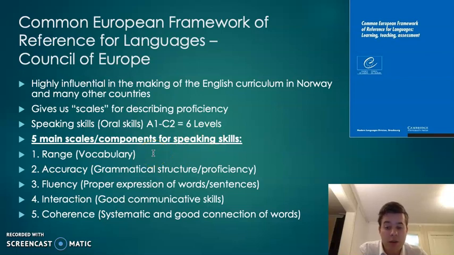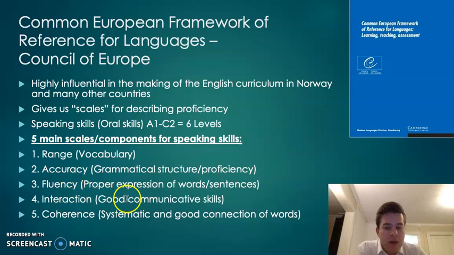First of all, we want to assess their range, their vocabulary. Second, we want to look at the accuracy. Is their grammatical structure and proficiency, how is their grammar doing? Fluency. Can they express and pronounce words properly? Can they express words and sentences quickly and in a coherent way that is clearly understood by the listener?